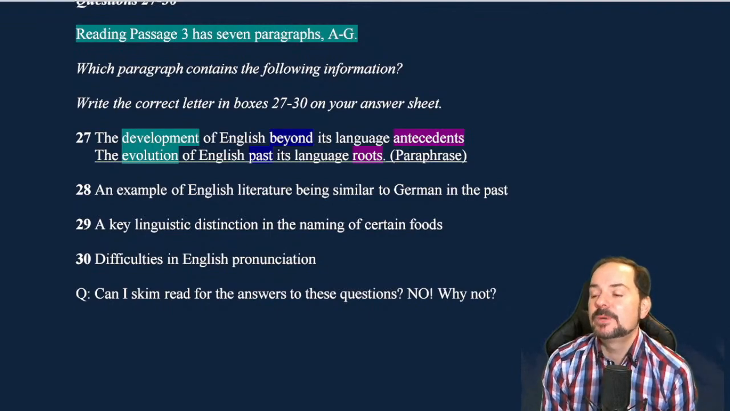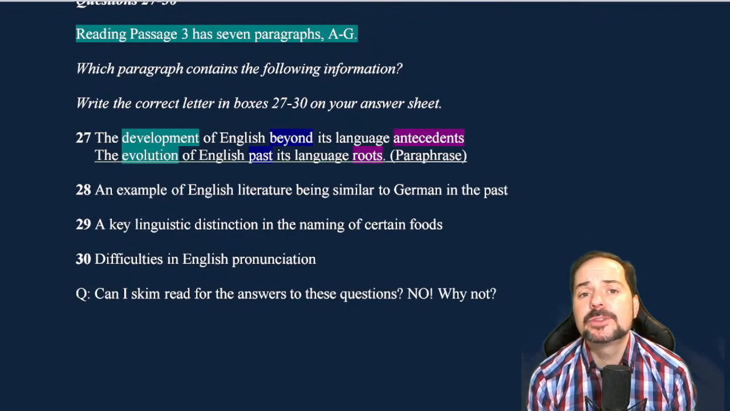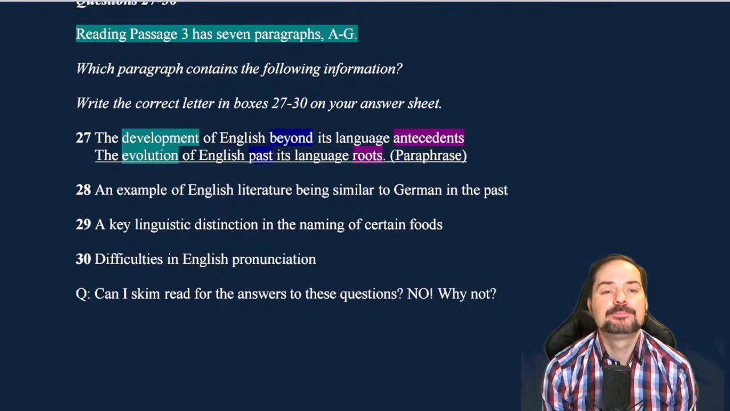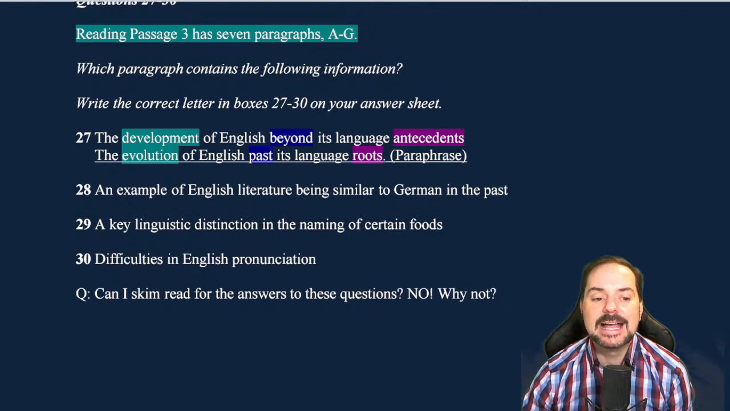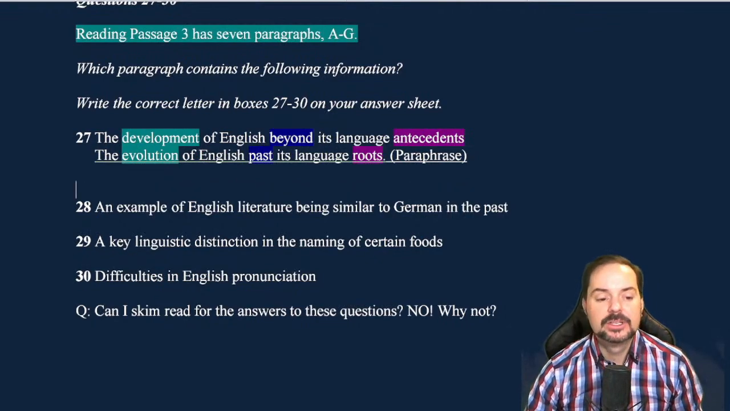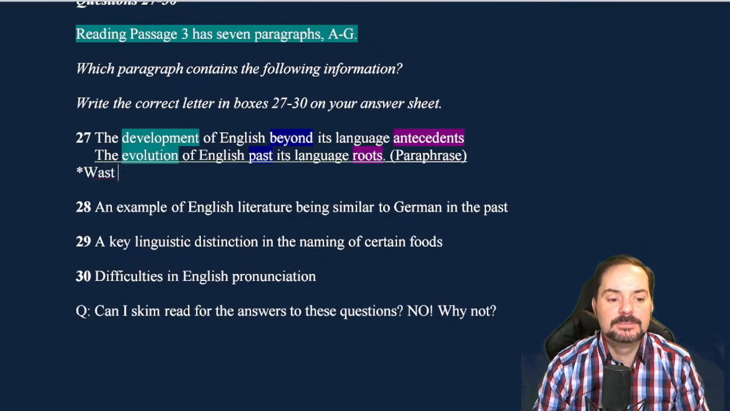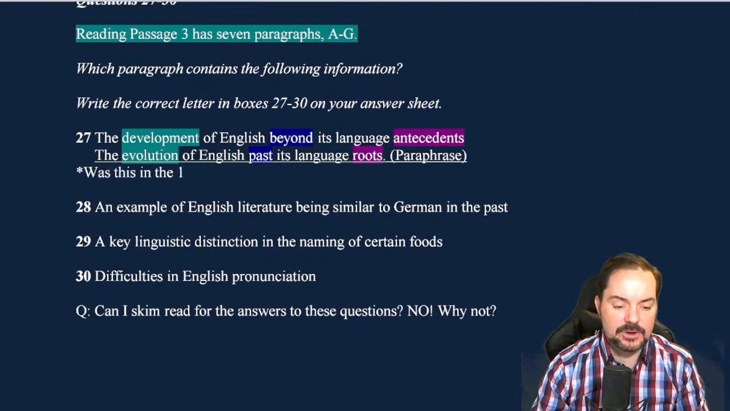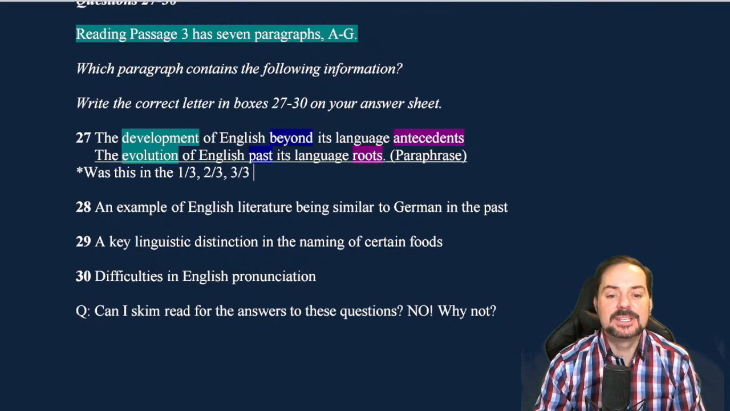Harsh, Fazil, what do you think? Everybody who's watching, what paragraph did this come from? Think about it this way. Was it in the first third, the middle, or the last third? Ask yourself that when you're doing this. So was this in the first third, the second third, or the last third of this passage? So that's how you have to think about it, and then it's easier to track down.